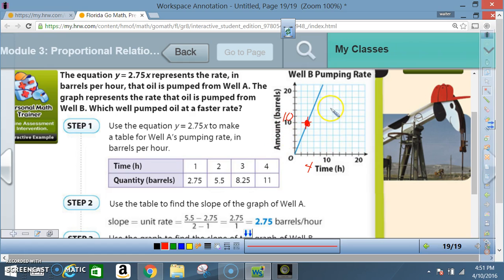So to find the slope, we said it is the rise over the run. The rise was 10, so that's going to be 10 over 4. All right, so that's how that was determined.